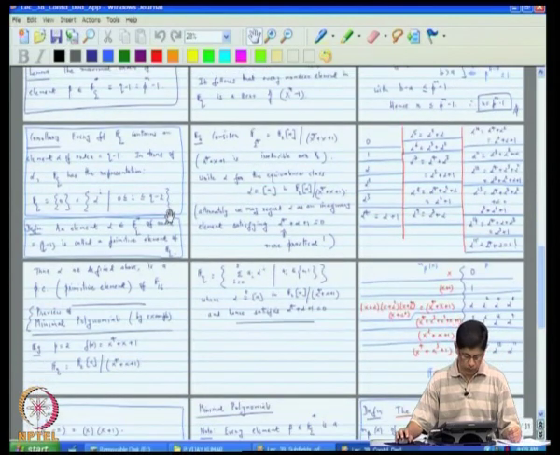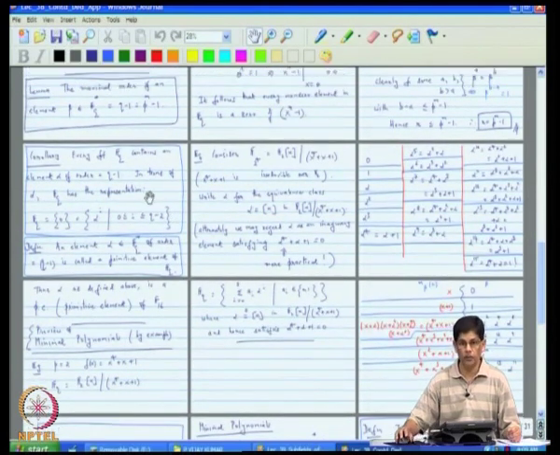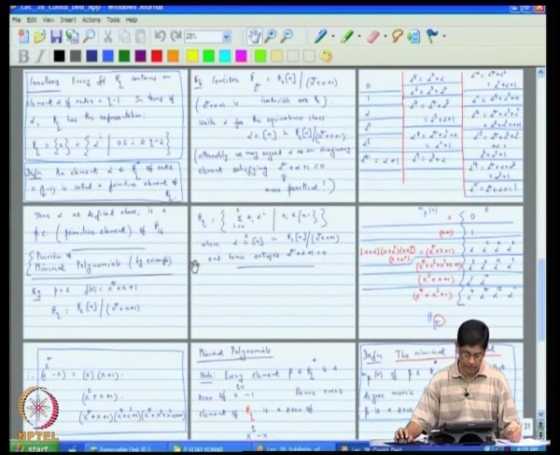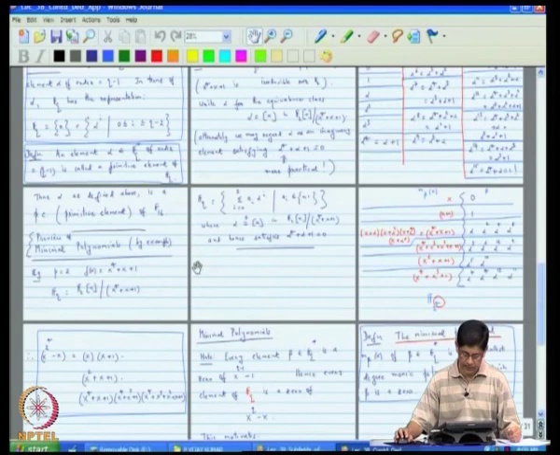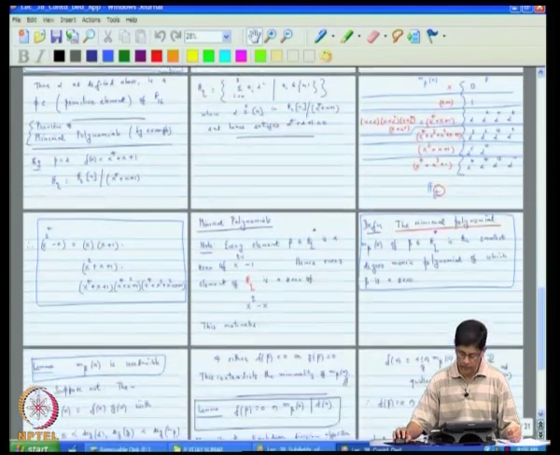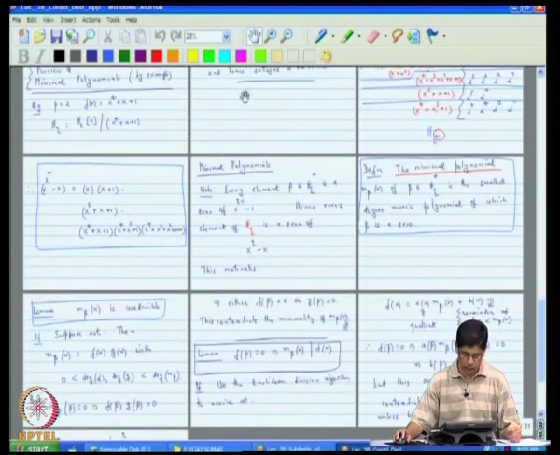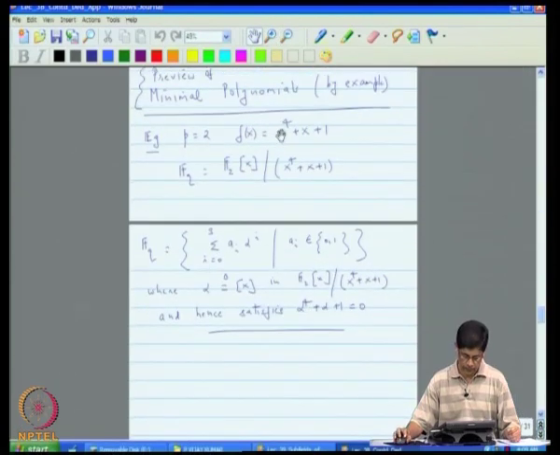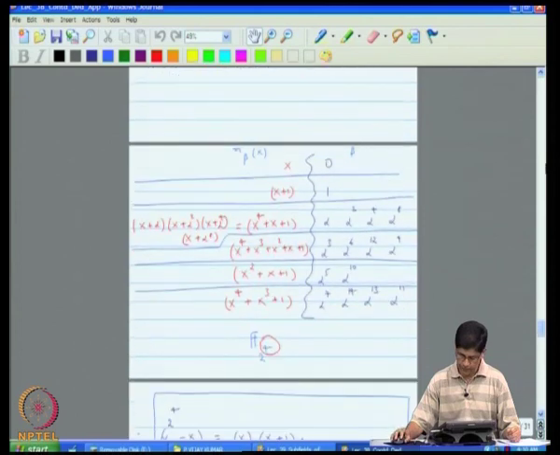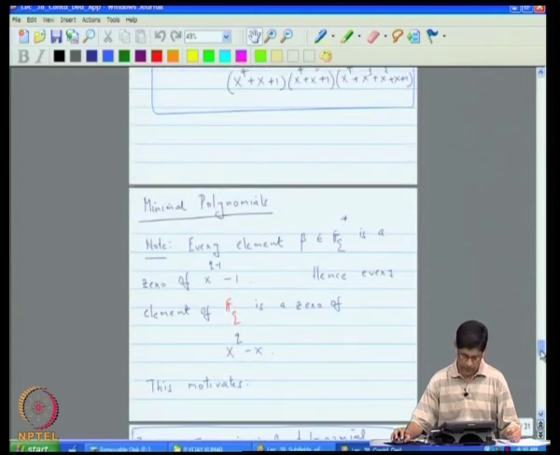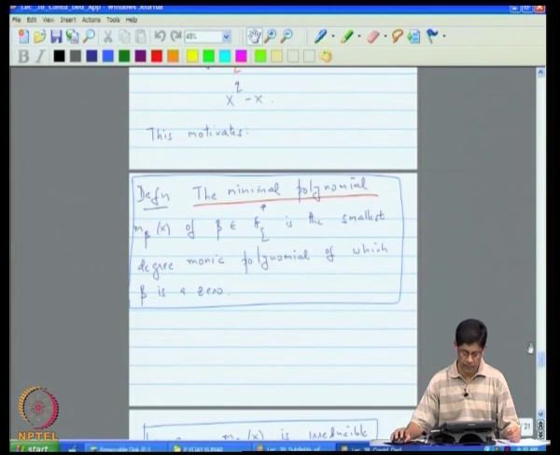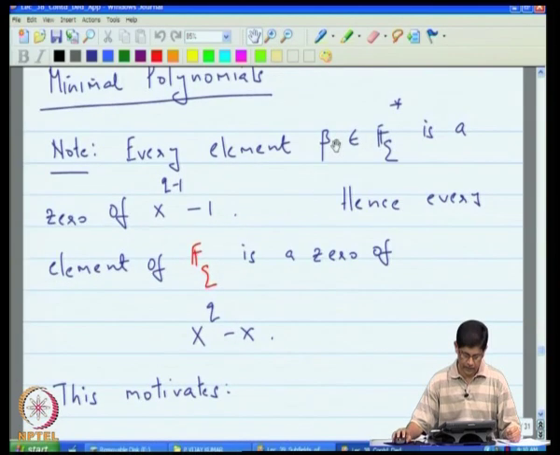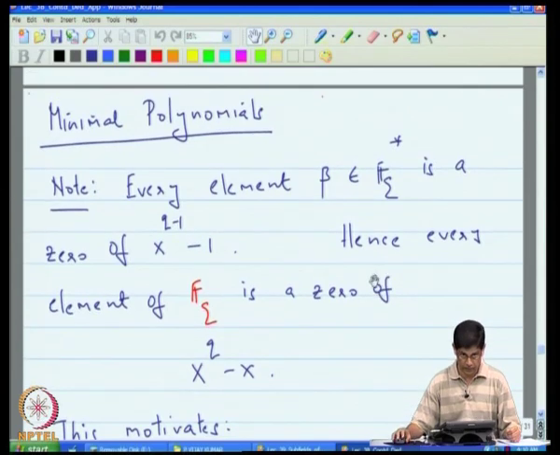Then we moved on to talking about polynomials. We defined the minimal polynomial of an element as the smallest degree polynomial of which the element is a root. So, let me just begin over there. Here is a definition of a minimal polynomial. It is the smallest degree polynomial of which the element is a 0.